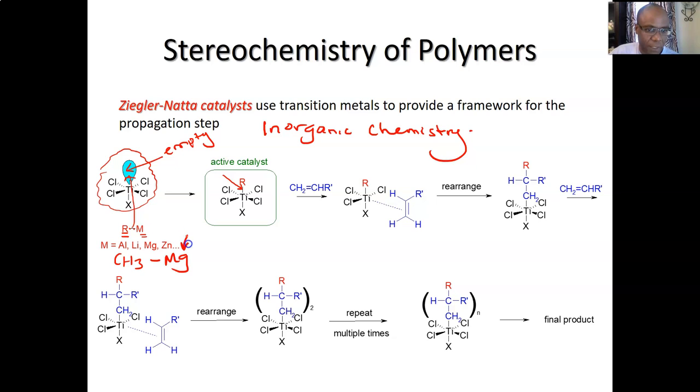Where this is the M and this is the R group, these two electrons will be thrown into the empty orbital. You attach the R group to the titanium. Now you have your active catalyst, because right now this is inactive. So once the catalyst is activated, then it can add onto your first vinyl monomer.